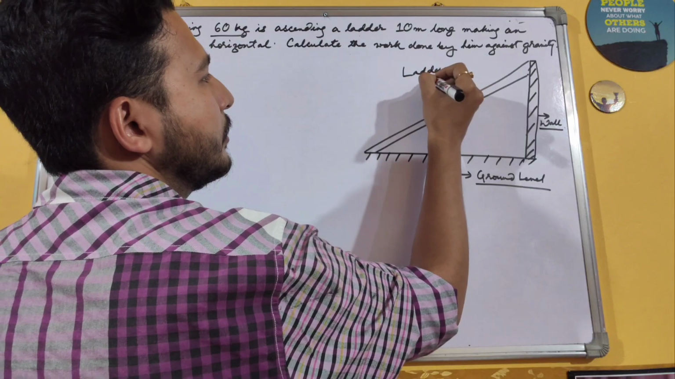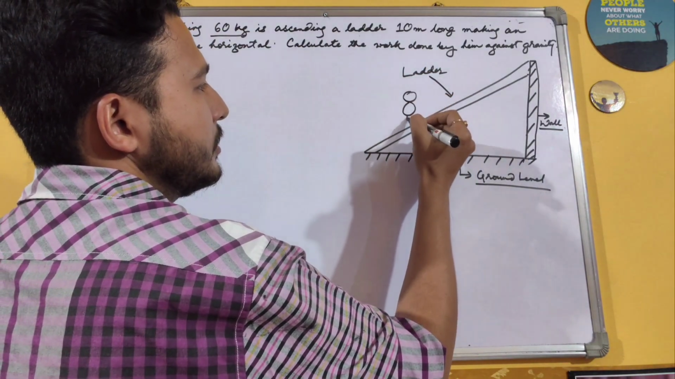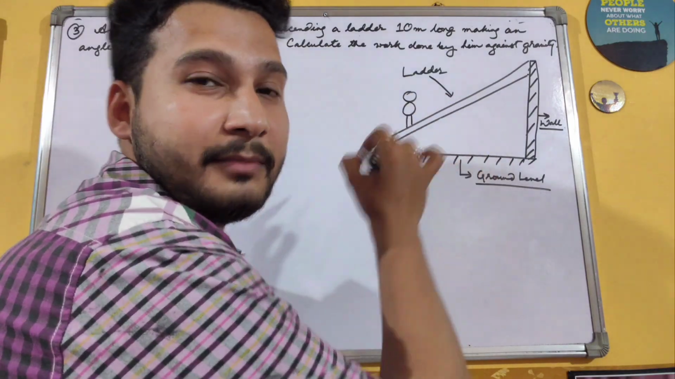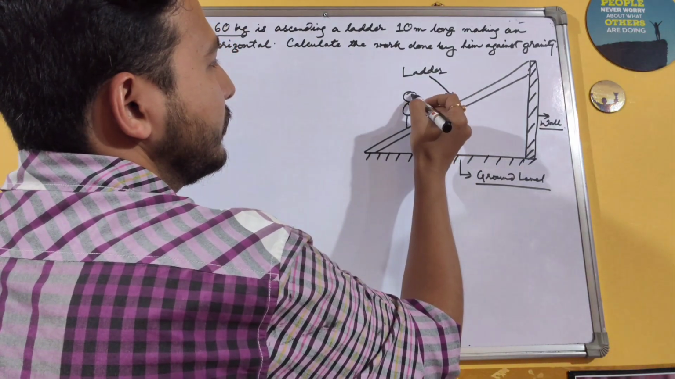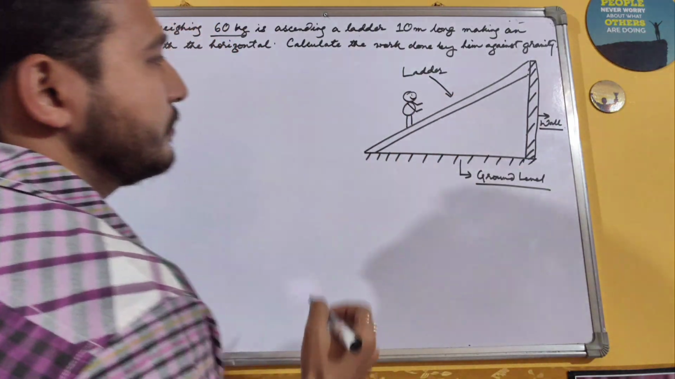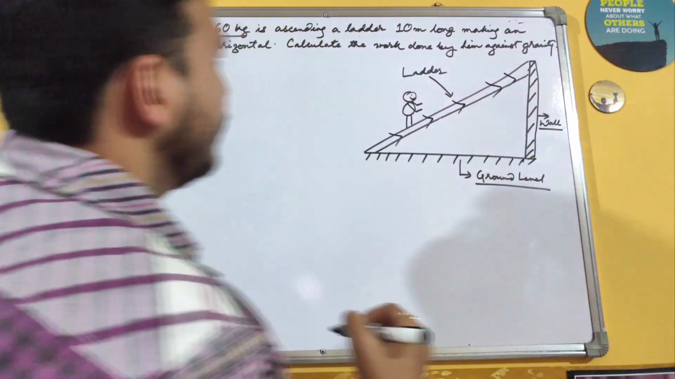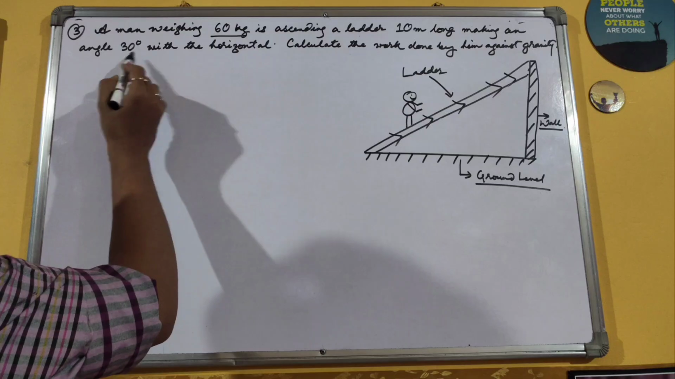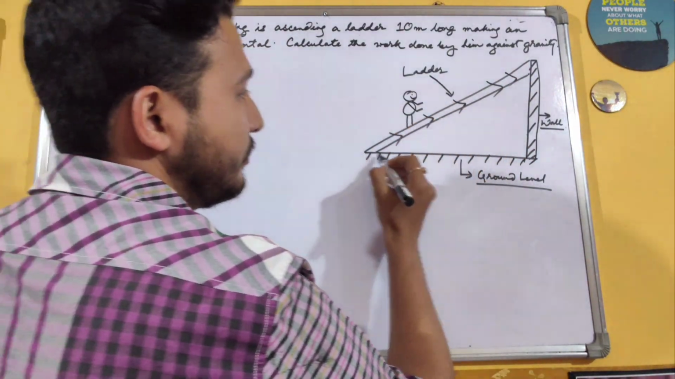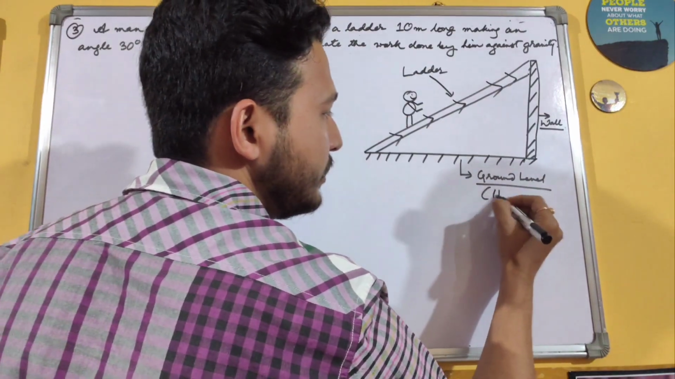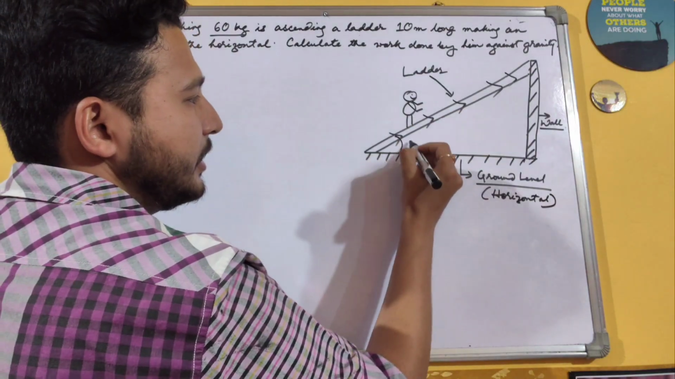Suppose here is the man. Just ignore the diagram of the man because it's not perfect and I'm not good at drawing so much. Now suppose the man is ascending. The ladder is making an angle 30 degree with the horizontal. So this is the horizontal line, which is the ground level. The ladder is making 30 degree angle.